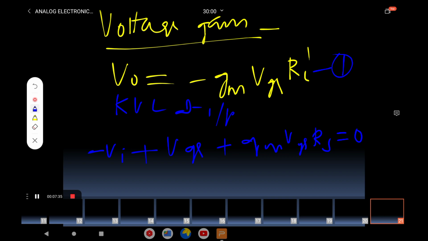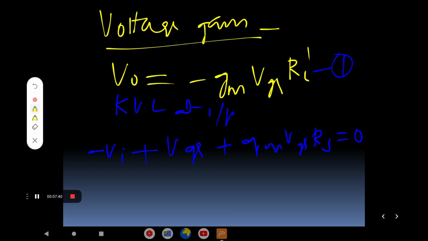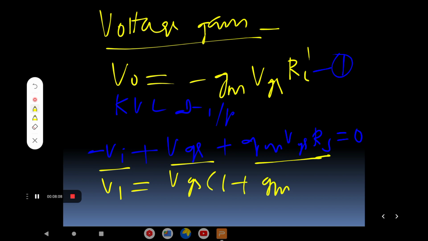So here, important guys, just see, this is very clear actually, so no need to get confused here. The input current is nothing but the current flowing through the source resistance, so that's why this is also included. This is nothing but the VGS input voltage, so that is the formula for this one. From this formula, if you take VGS as a common value, VI is equal to VGS into 1 plus GM into RS.